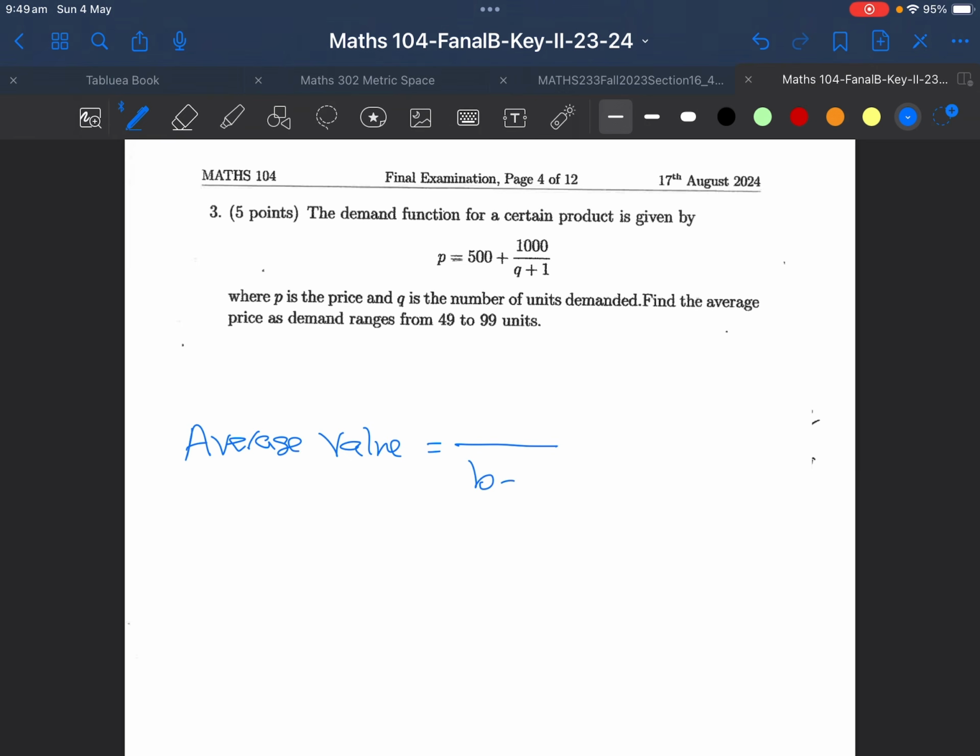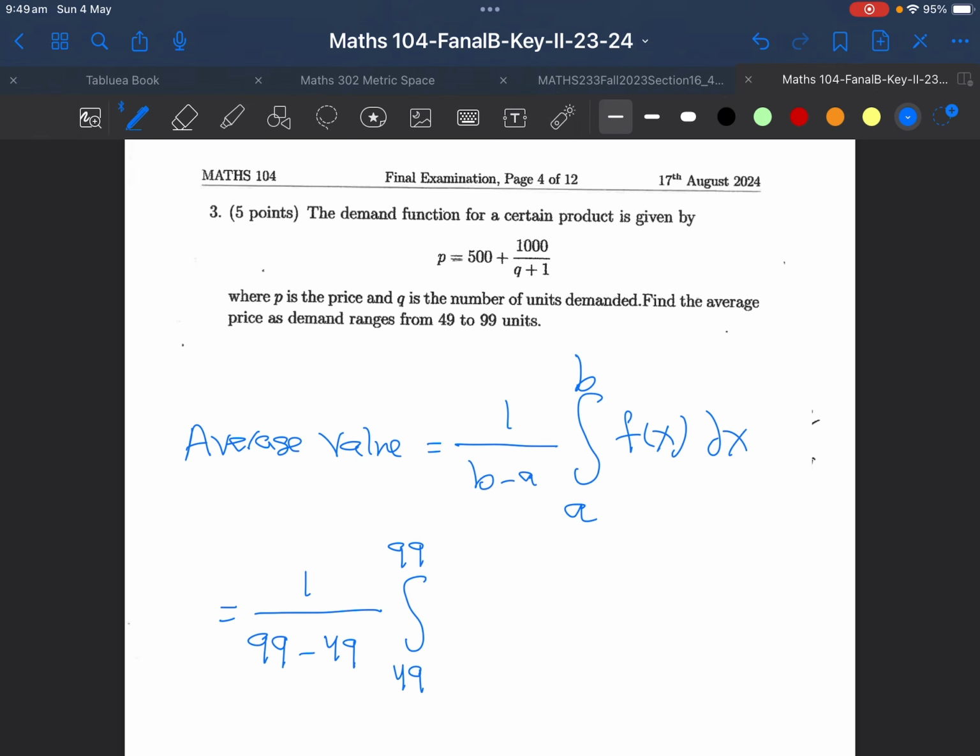If you remember, the formula is 1 over B minus A, and then you do the integration from A to B for f of x. So if I do it here, I know that I need to do the integration from 49 to 99. So B is 99, A is 49. And then we do the integration from 49 to 99. And what is my function? It's just 5,000 plus 1,000 divided by Q plus 1 dq.